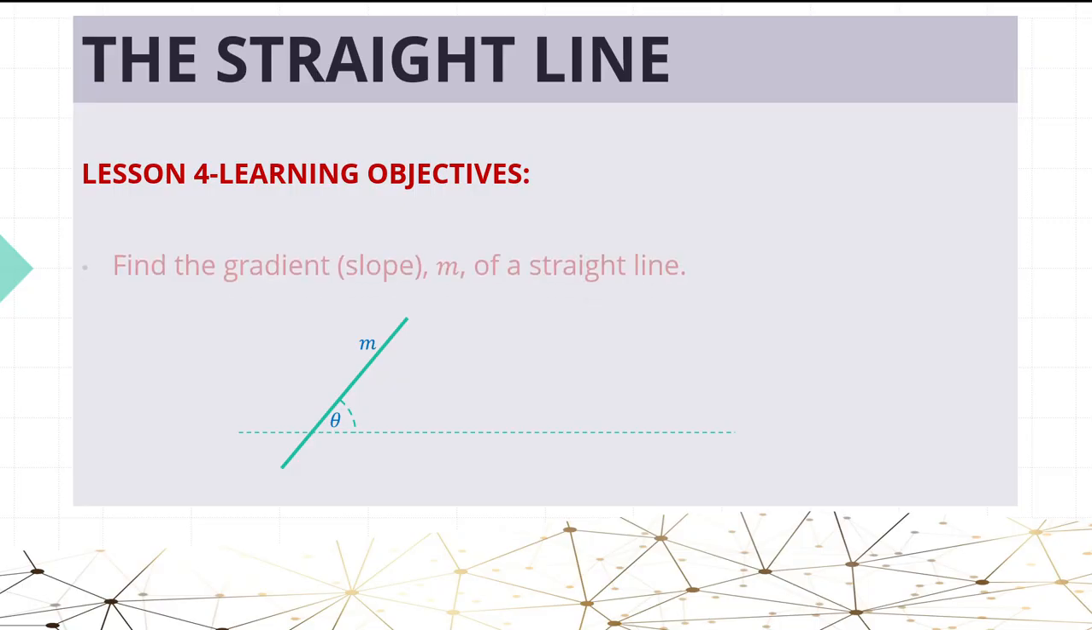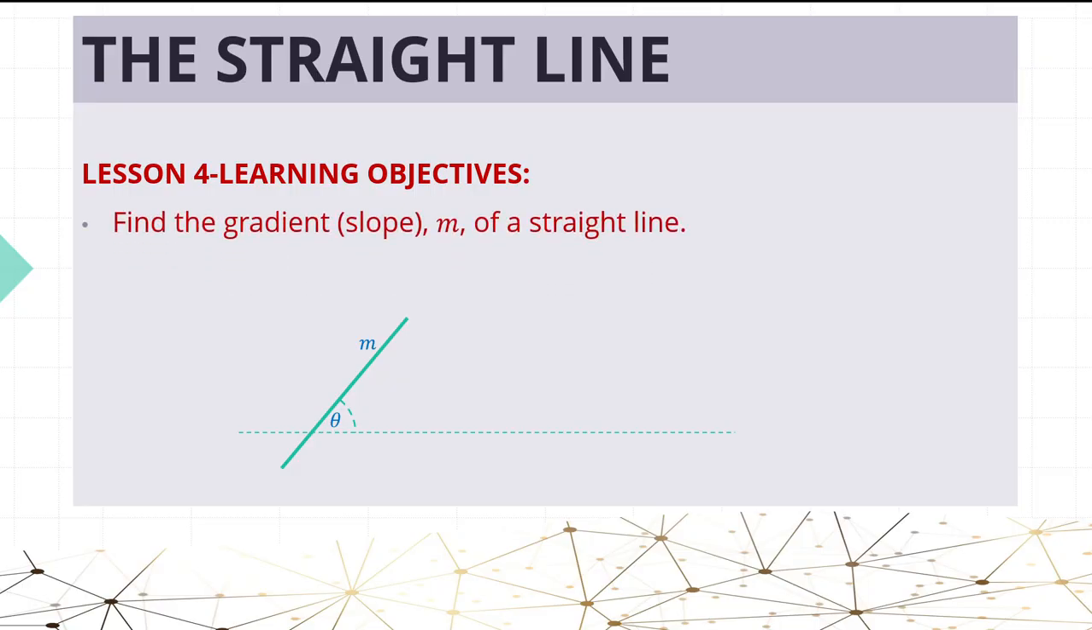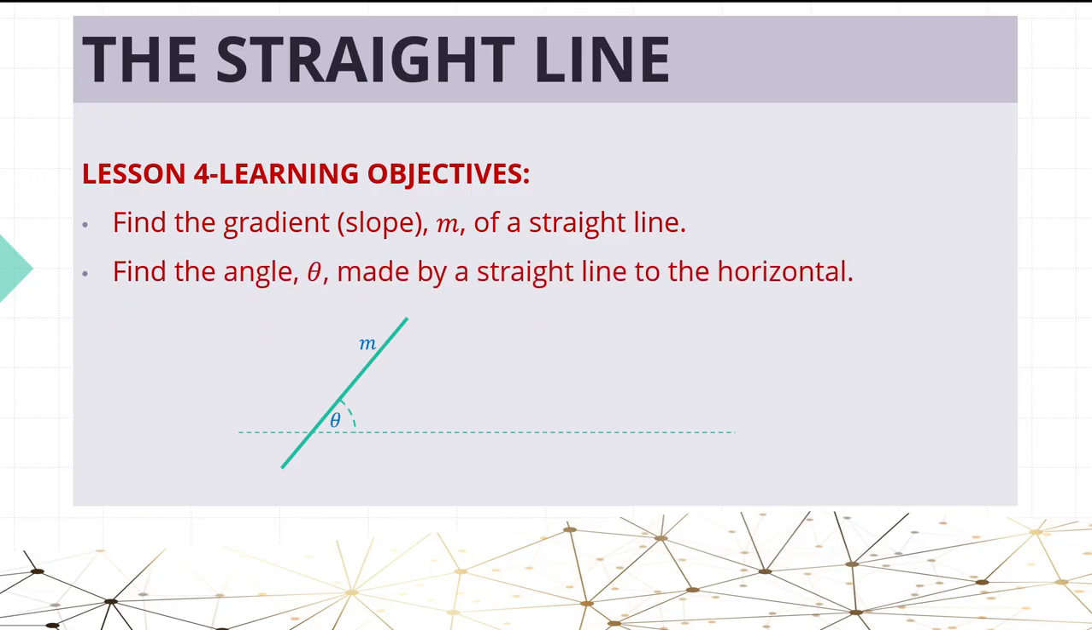By the end of this lesson, you'll be able to find a gradient, also called a slope, of a straight line. You'll also be able to find the angle made by a straight line to the horizontal.